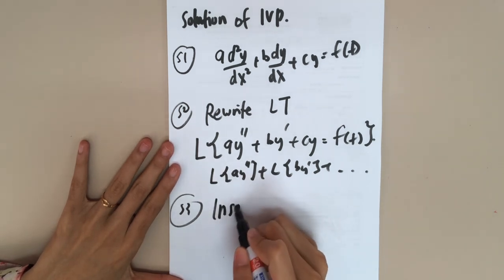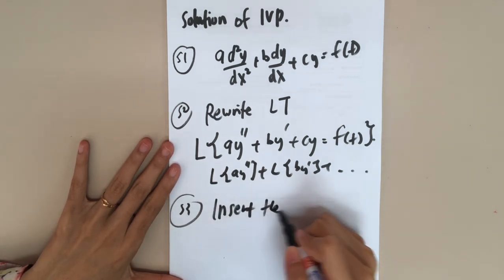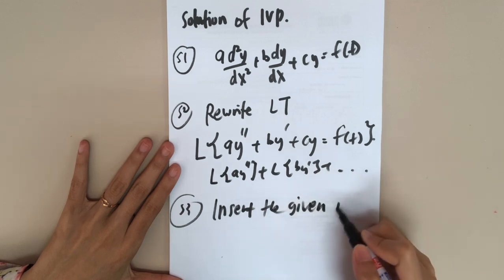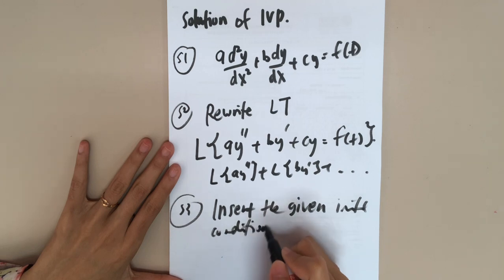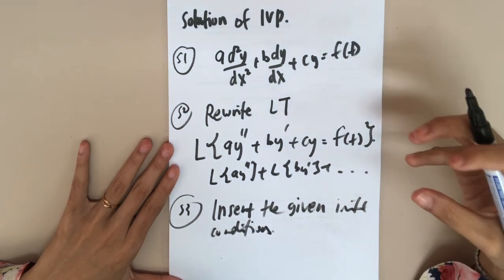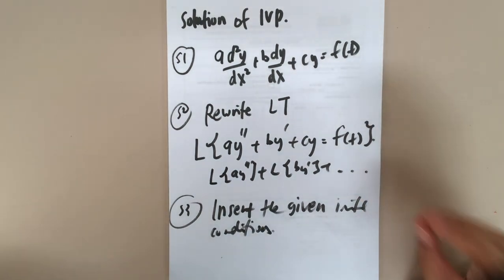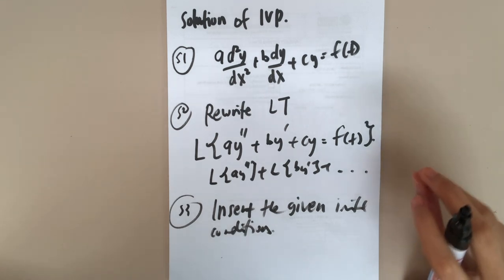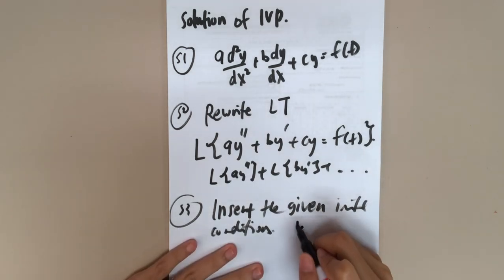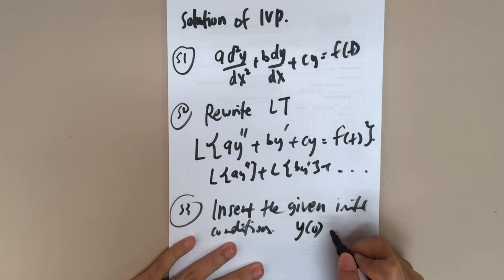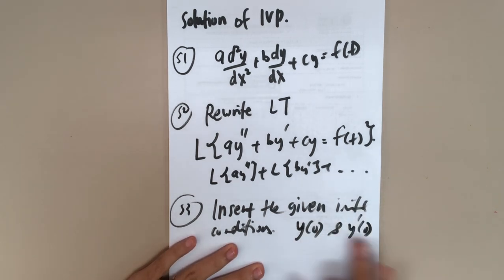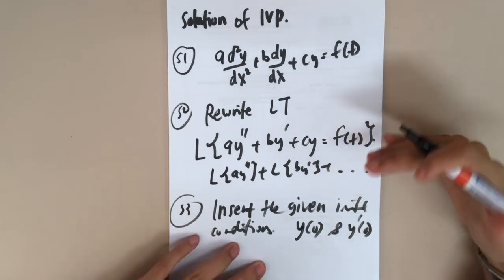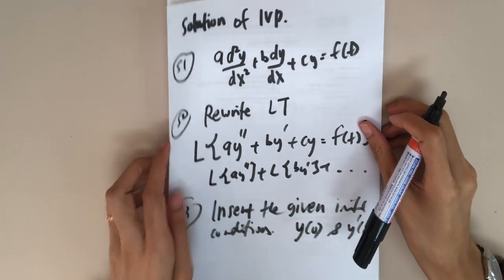After you rewrite and apply the linearity properties, we will insert the given initial conditions. In the equation given to you, they will also give the initial conditions, for example y(0) or maybe y prime(0). So you need to substitute these two into your equation.